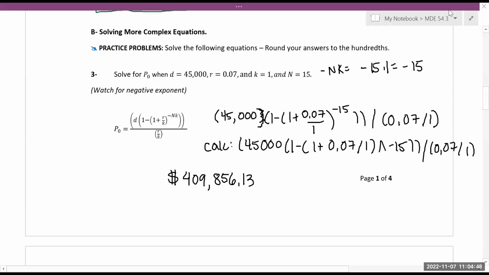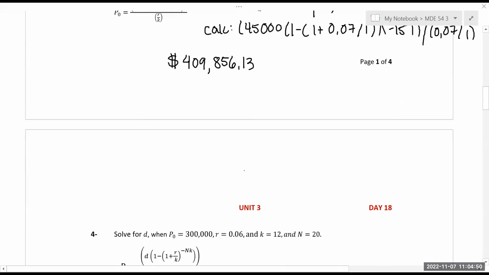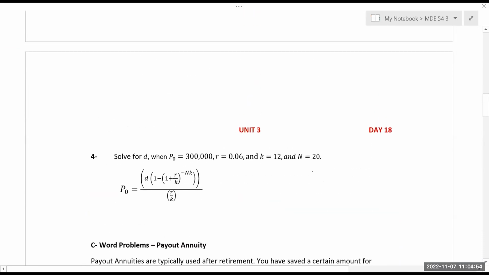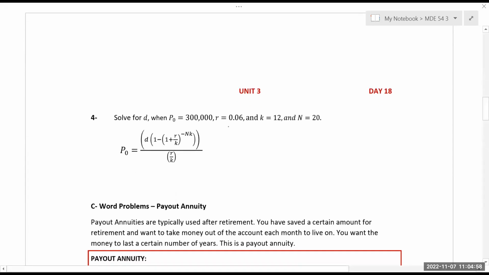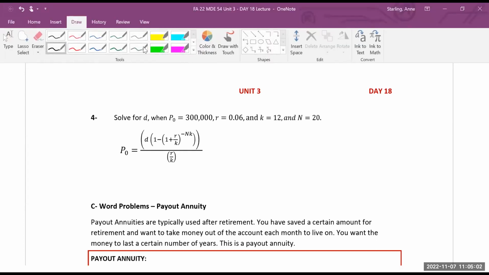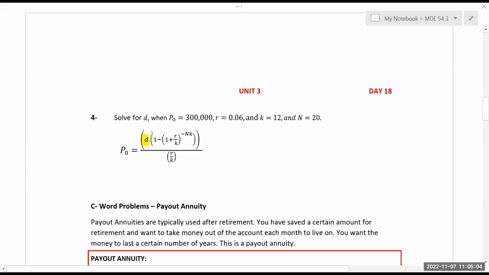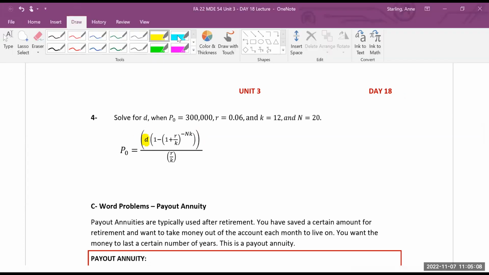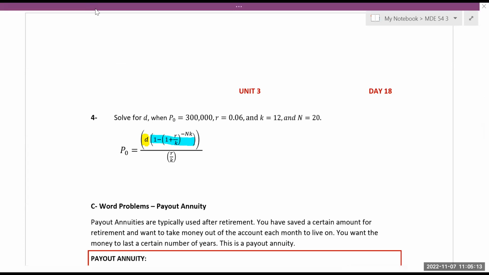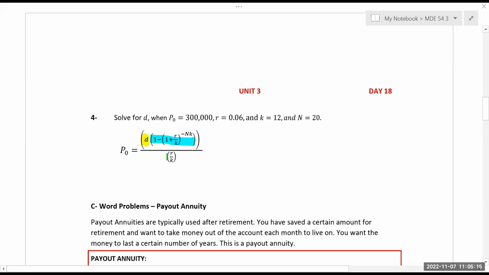And then there's one more problem to try for this video, and then the rest go into payout and loans, which we'll do in the next one. So we're solving for D this time. Okay. So if you look at where D is in this equation, it's got its own set of parentheses, but then it's actually being multiplied by this whole piece in parentheses, and then it's being divided by the denominator.